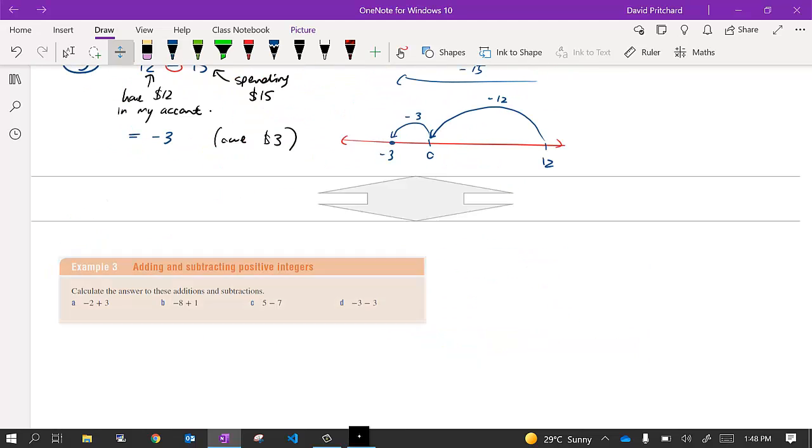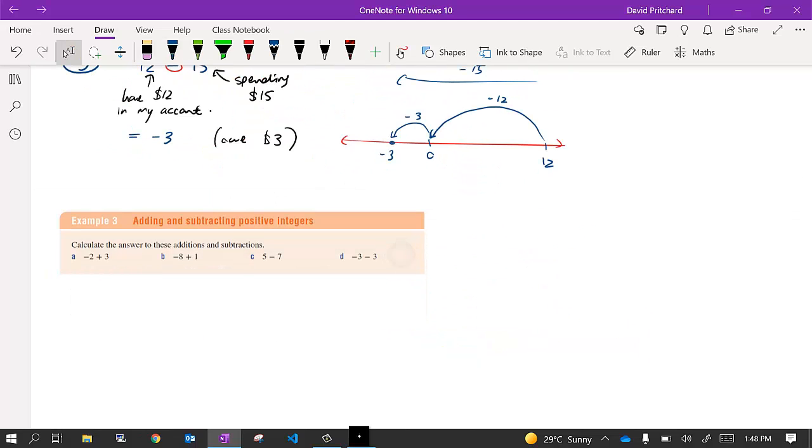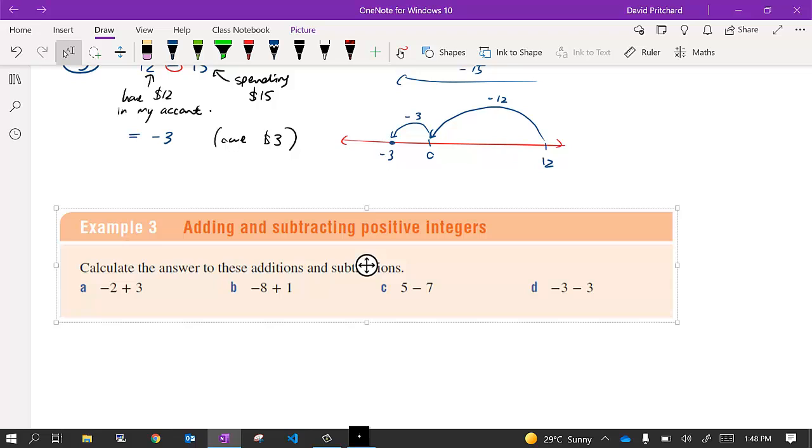All right, so let's look at a couple, and we'll see if we can apply that concept. We've got 4 questions. We've got -2 plus 3.